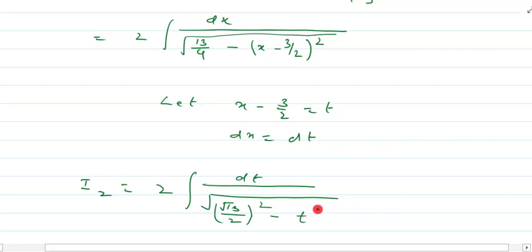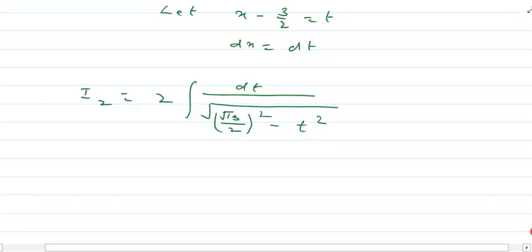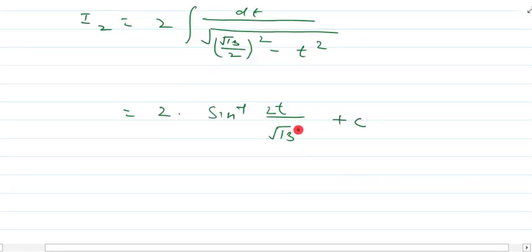Okay. Now you are able to write the result: 2 into sine inverse of t upon root 13 upon 2, plus c. Again write the value of t over here, whichever we have substituted, and then put the values of I1 and I2 in I, so that will be the result of your given question.